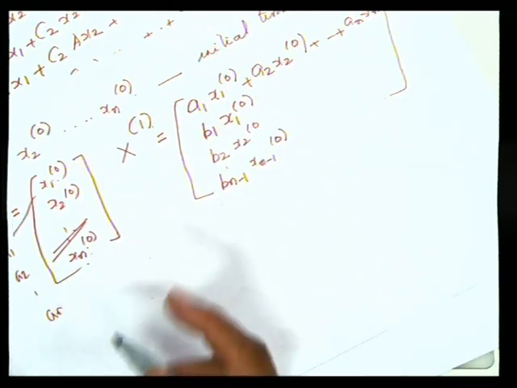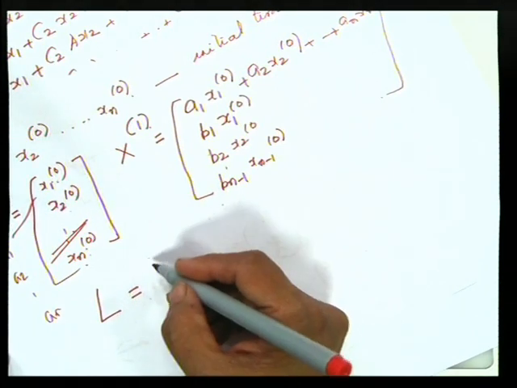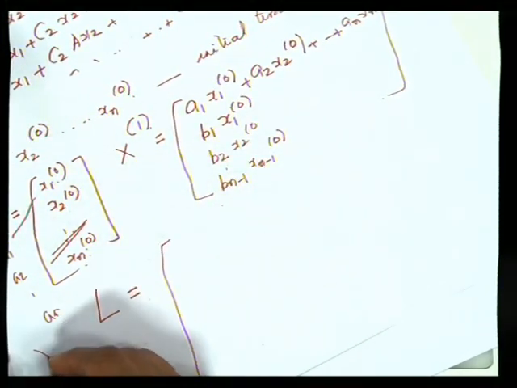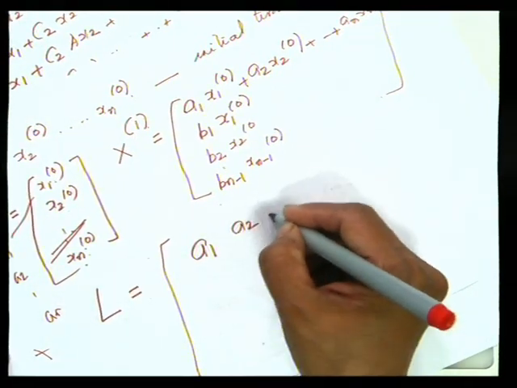So can we put it in the matrix form? Let us call this matrix L in honor of Leslie. What will be the matrix representation of this equation? It will give you a1, a2, an.